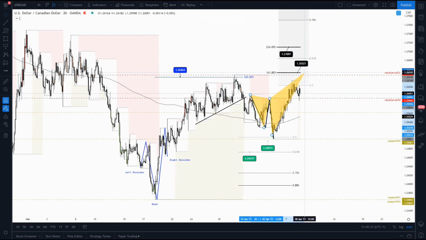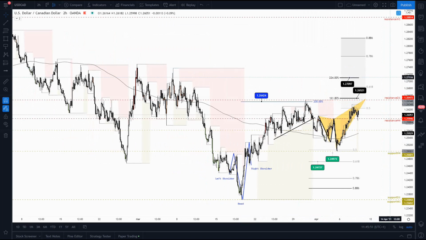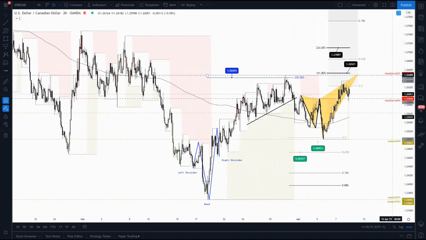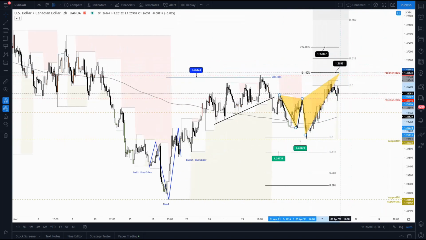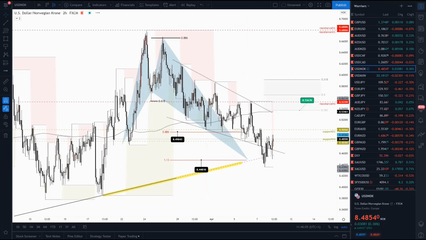So it's still possible to form the shark pattern above, and eventually even higher at 127.09, the 224% Fibonacci extension level. But let's keep in mind, we have the first Fibonacci level as a potential pressure element right above the previous structure highs, 126.52. So this is the bearish shark pattern completion point. Let's see what the market will print there.